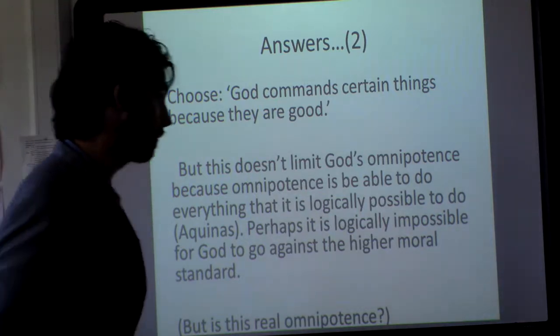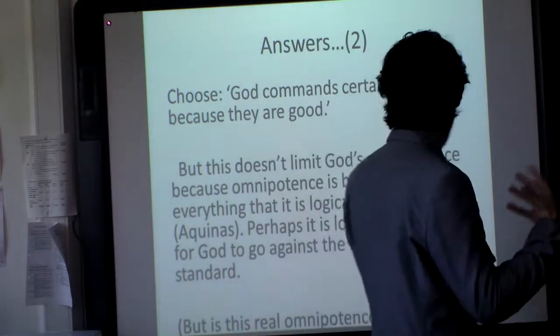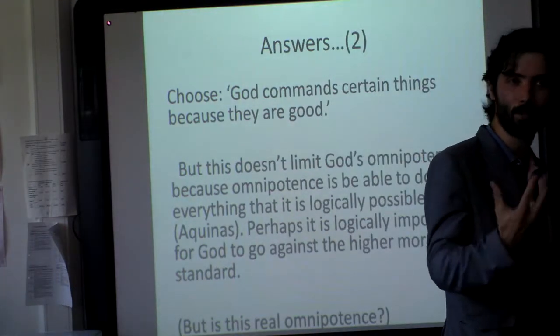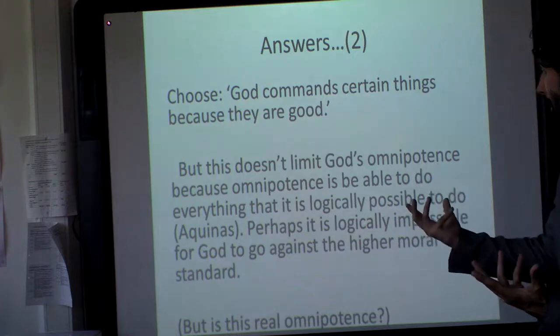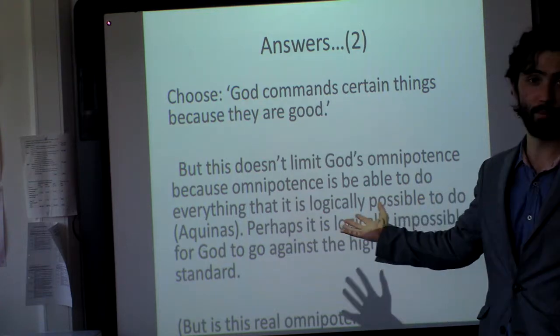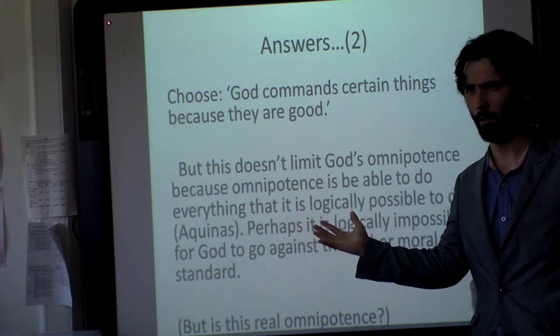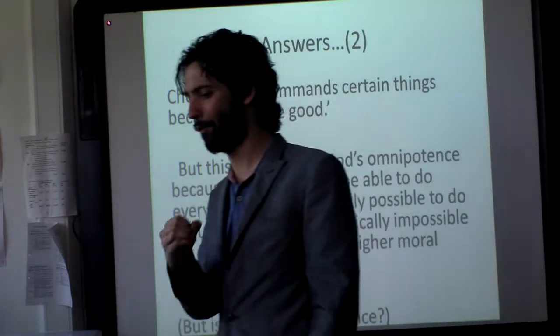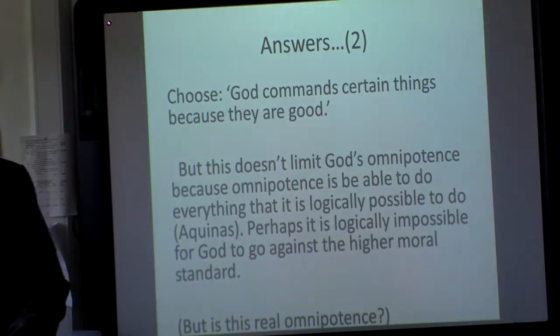So maybe it's logically impossible for God to go against a higher moral standard. Maybe it's not that he's not powerful. It's just that this is a logical impossibility. It's like a square circle. So we don't think that God is less powerful because he can't make square circles.